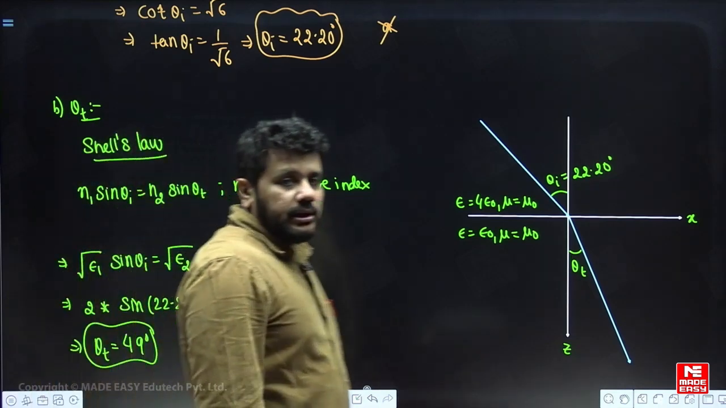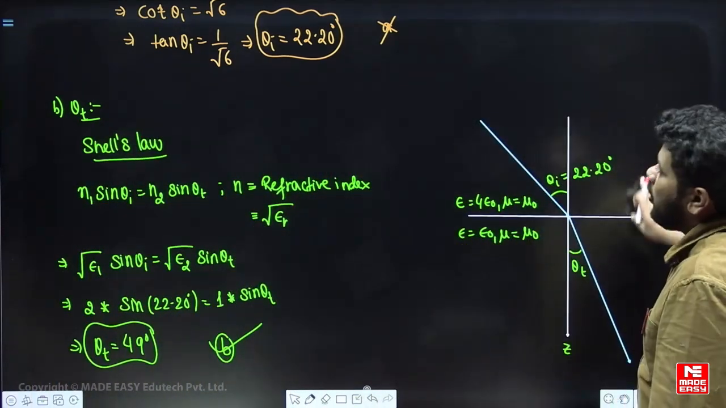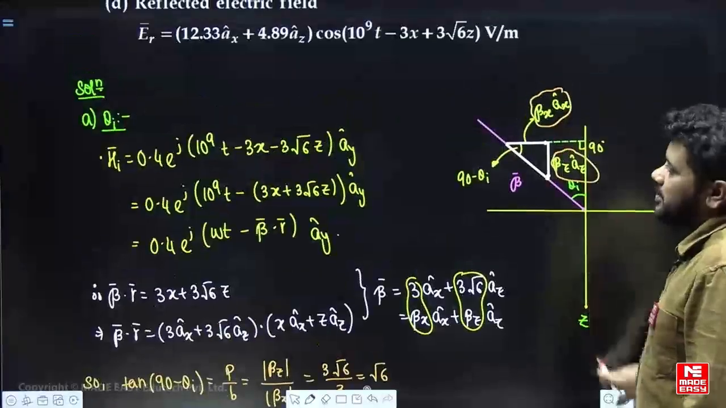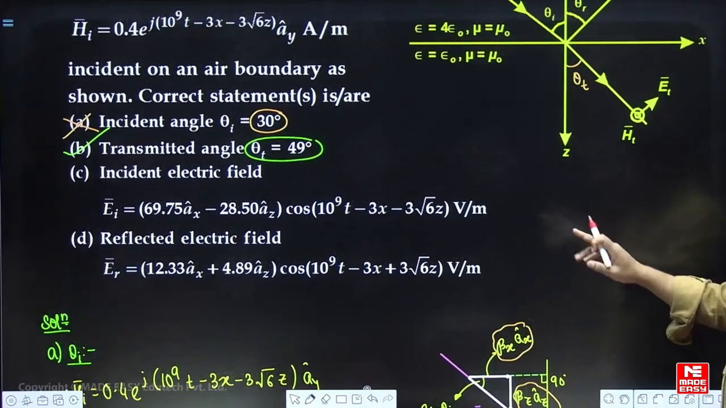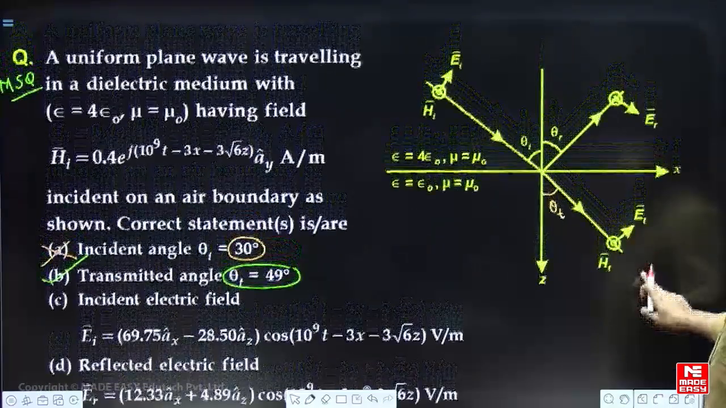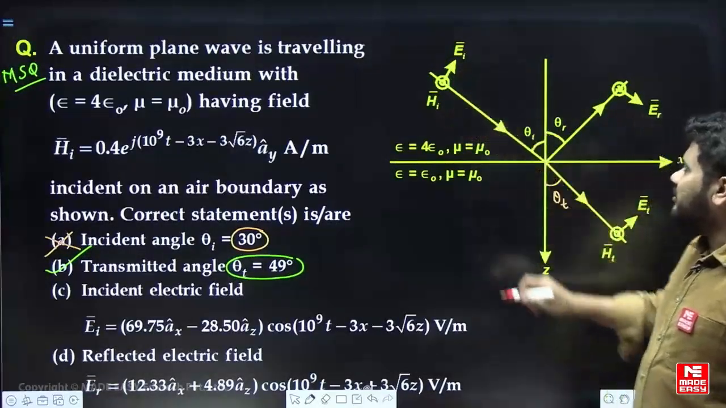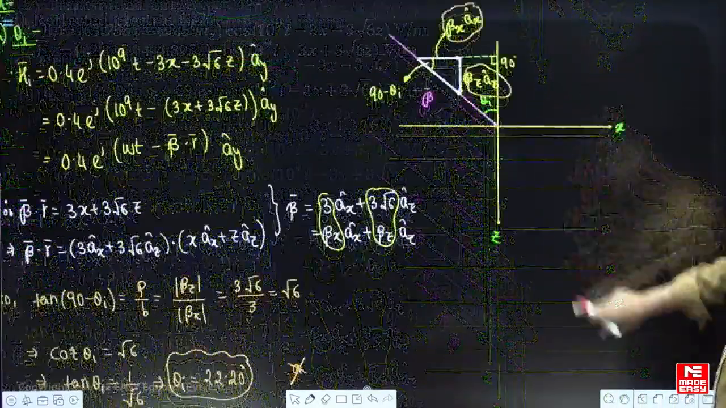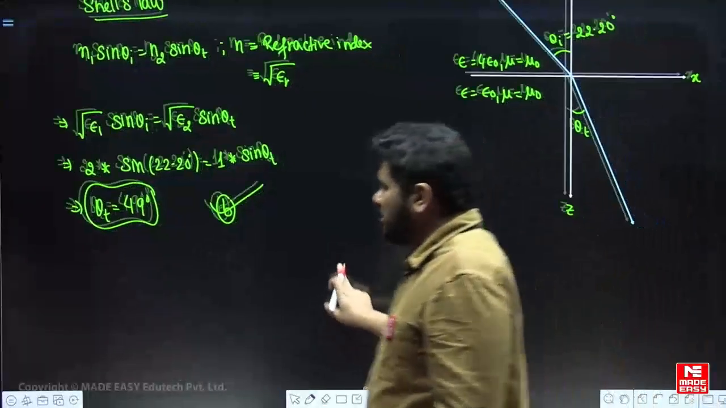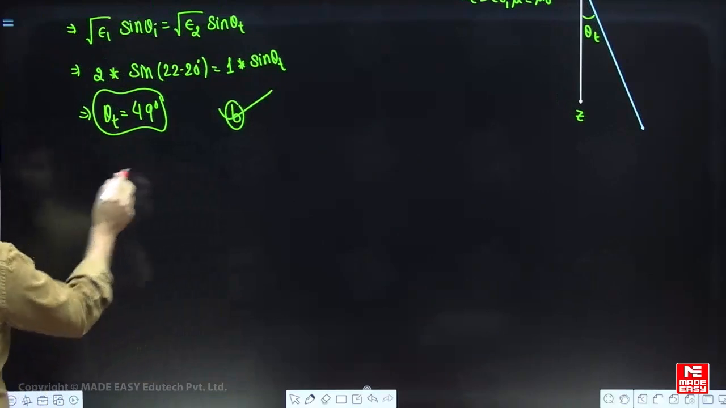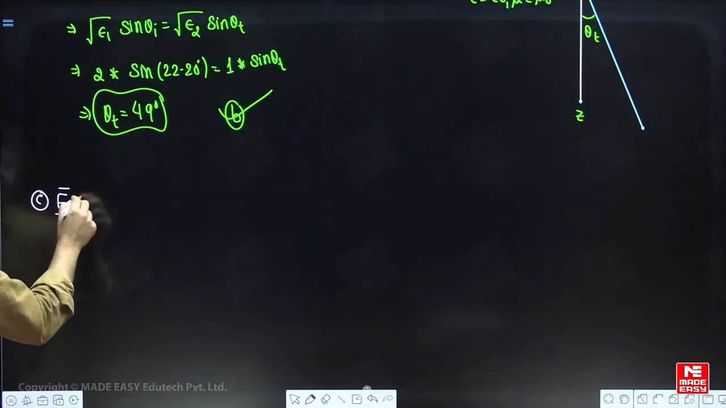Now let us come to option number C. What are they asking in option C? They are asking what is the incident electric field. The incident electric field, you can see the electric field is in this direction, right? Since HI is given, we don't have to bother much to find the incident electric field. So in option C, they are asking for the incident electric field.